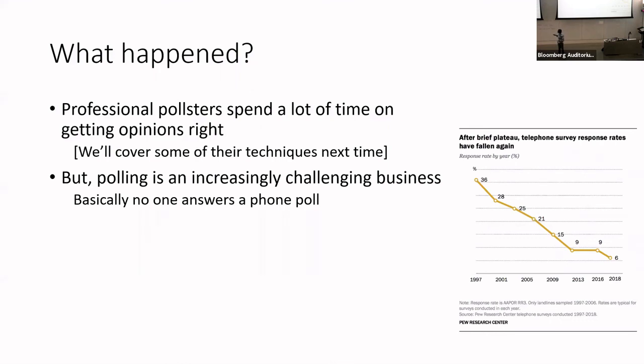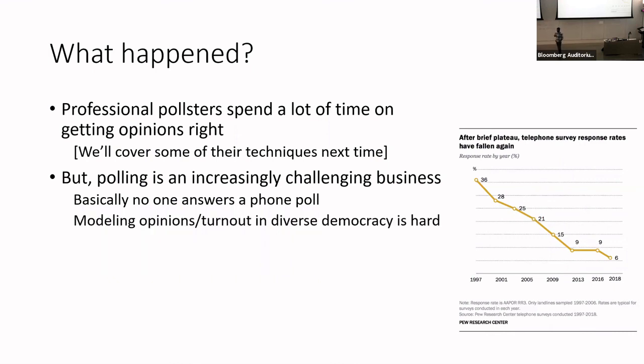This is a graph from 1997 through 2018, which is the percentage of people who respond to a telephone survey. Up until 2000, over 35% of people were actually answering telephone surveys. Probably not even that many people answer their phone anymore. By 2018, this is down to 6%, and it's a very weird 6% that answer their phones.